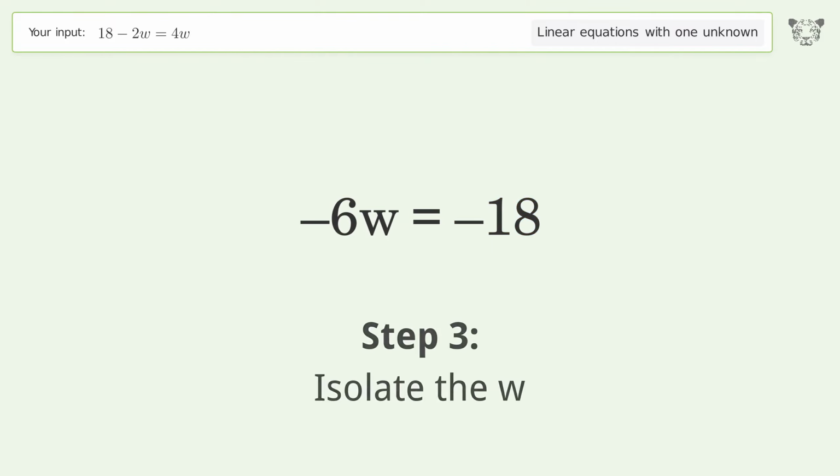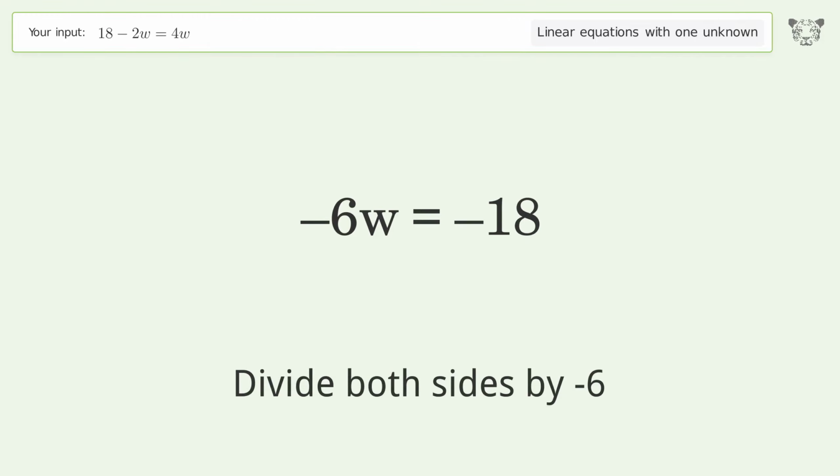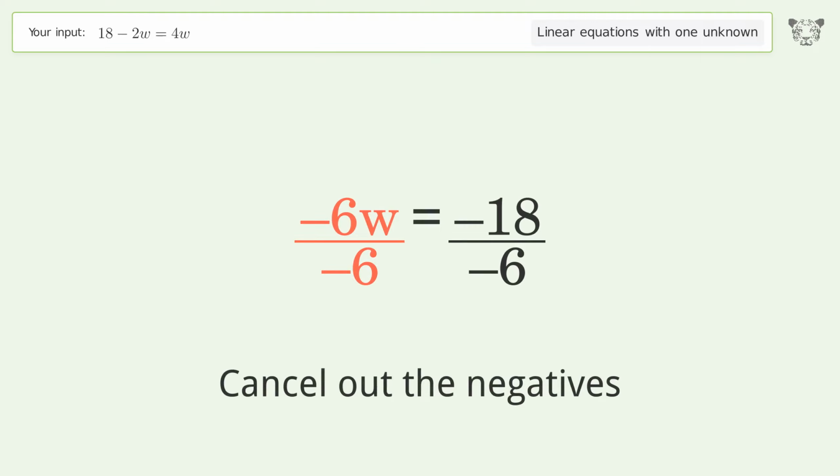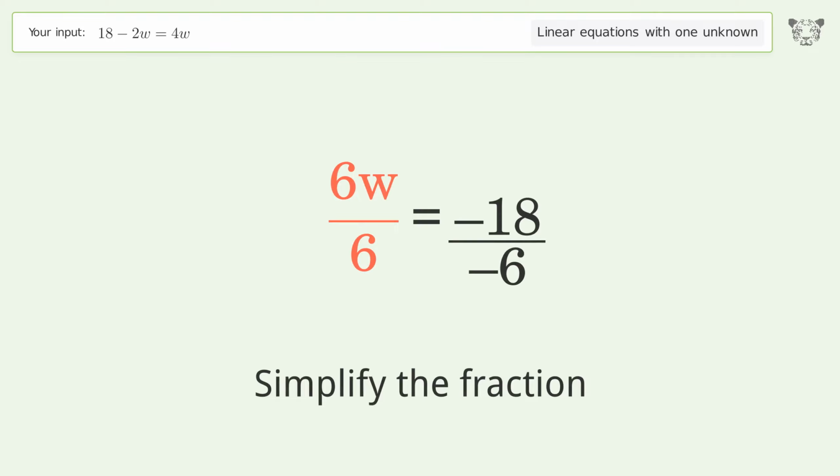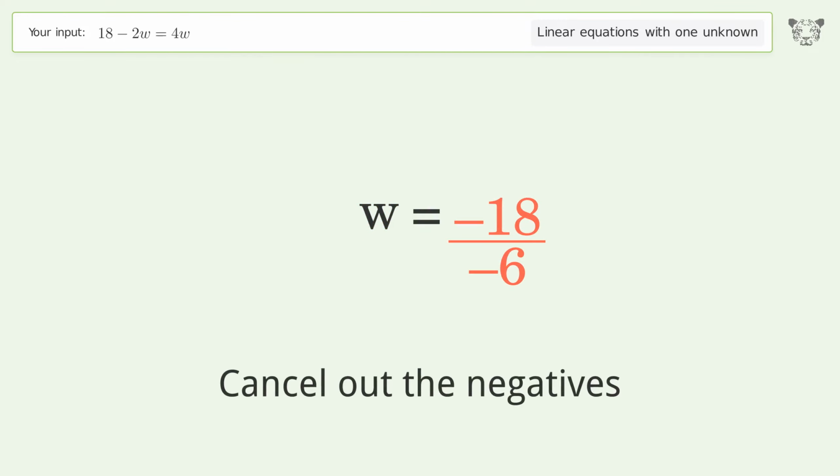Isolate the w. Divide both sides by -6. Cancel out the negatives. Simplify the fraction. Cancel out the negatives.